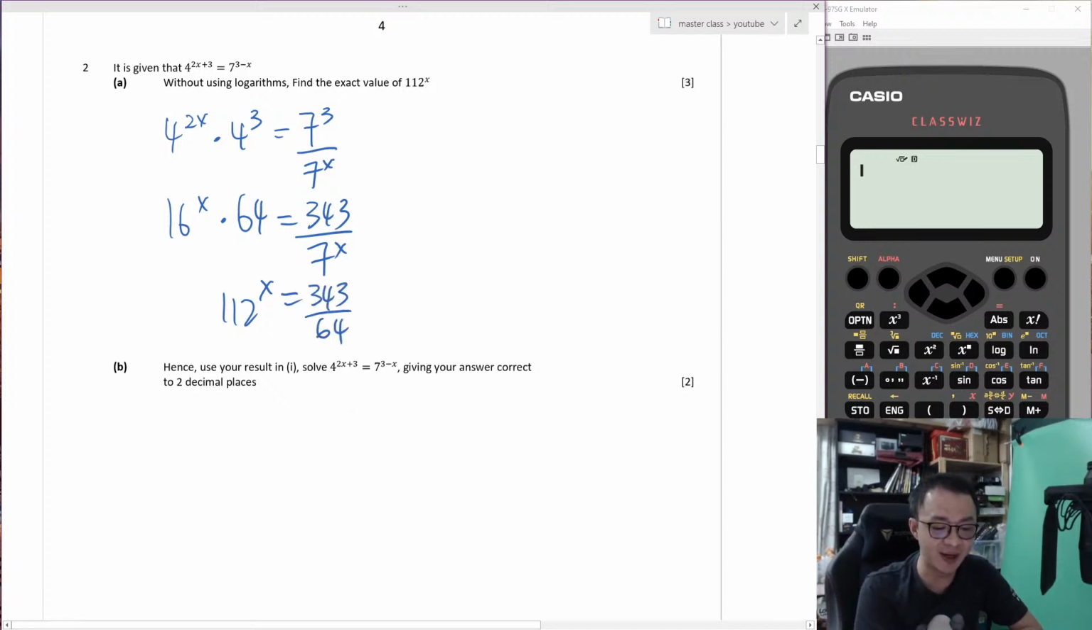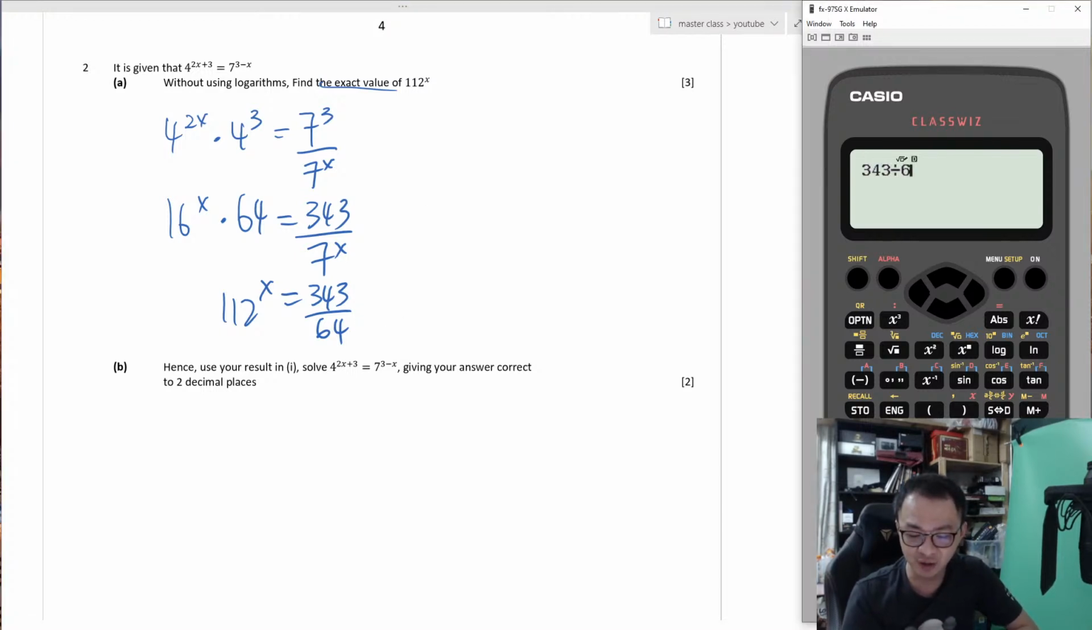Alright, since they asked about the exact value, I will not further simplify. I will just try to divide by 64 to see whether I will get any decimal. Yeah, since this one cannot be further simplified, I will just assume this one is the answer.